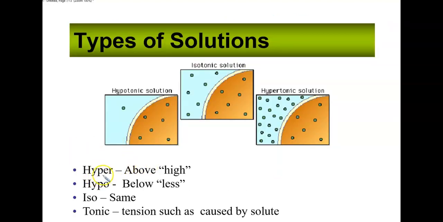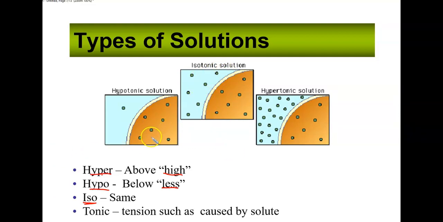So hyper always means high. Hypo always means low. Hypoglycemic, hyperglycemic, high in sugar, low in sugar. Iso, like an isosceles triangle, is going to mean equal. And then we see the word tonic, that means tension, and it's the tension that's being caused by the solute. So if this is our cell, do you see this has got a lot of stuff? This would be hypertonic, this would be hypotonic, and this would be isotonic. If we count the little green dots, they're the same on both sides.